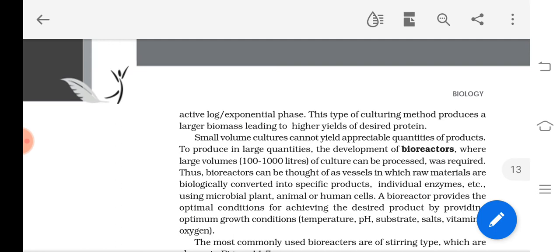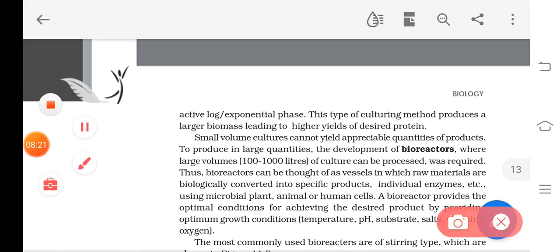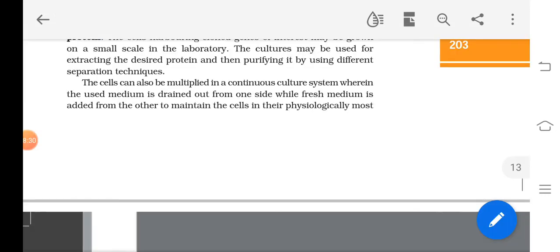So on a large scale, if we need these products, then we need to depend on certain vessels known as what? Bioreactors. Okay, bioreactors. Understood? So bioreactors, how can we define them? So these bioreactors can help to have a continuous culture system, where we can what? Draw or drain out the used medium.